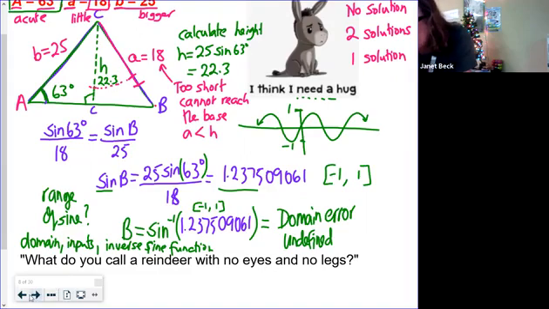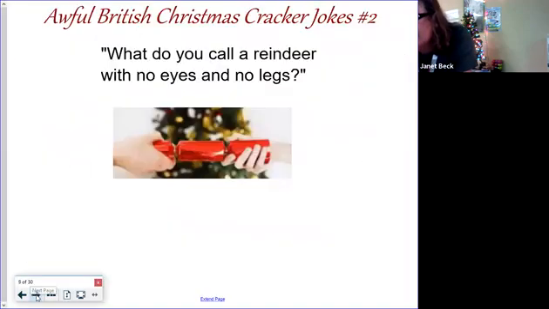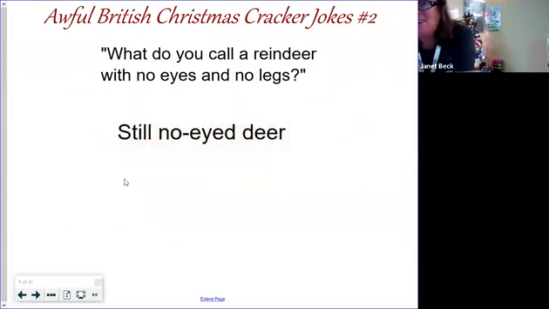Okay, this joke here. What do you call a reindeer with no eyes and no legs? Any idea? Think for a bit. Still no idea? Still no idea. I'm sorry, it's a terrible joke. Oh, well, never mind. Okay, moving on.